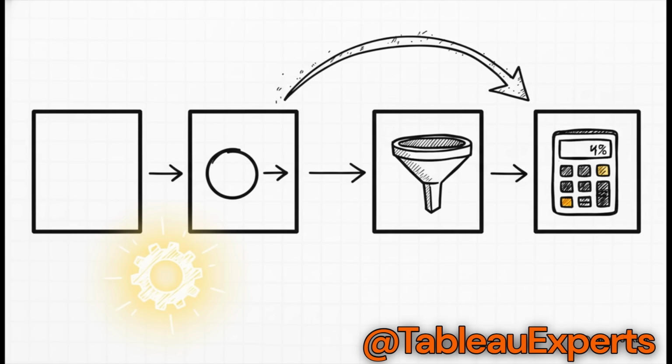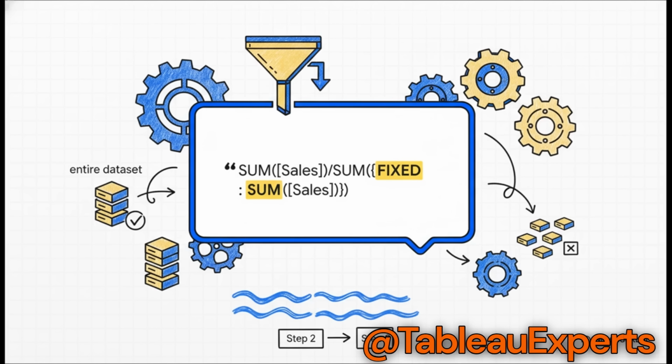Now, if we think back to our pipeline, we can see why our last trick won't work here. The subcategory filter is a dimension filter, right? It runs at step 3. But a percent of total is a table calculation, which happens dead last at step 4. So the filter will always run first, and that's why the percentages keep changing. To fix this, we need a calculation that actually happens before that dimension filter ever gets applied. And the solution for this is a fixed level of detail expression, or an LOD.